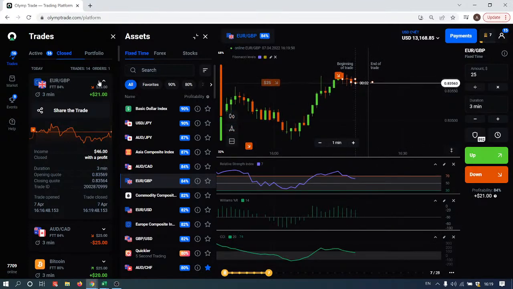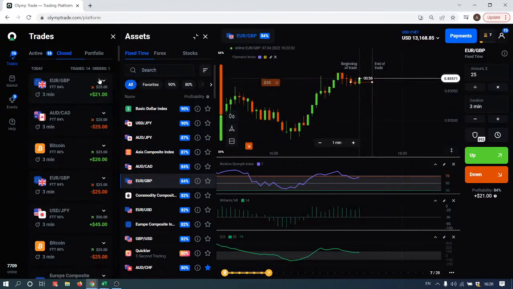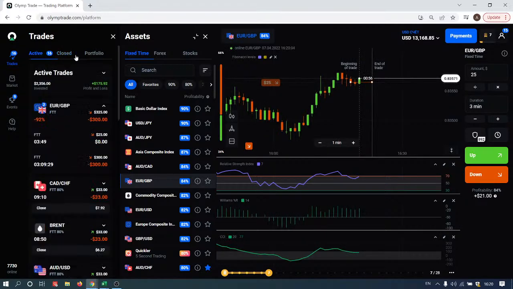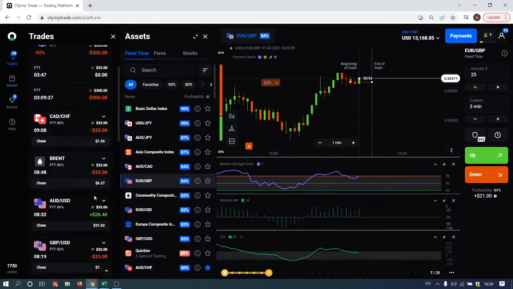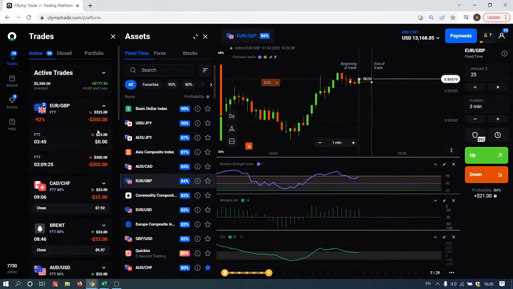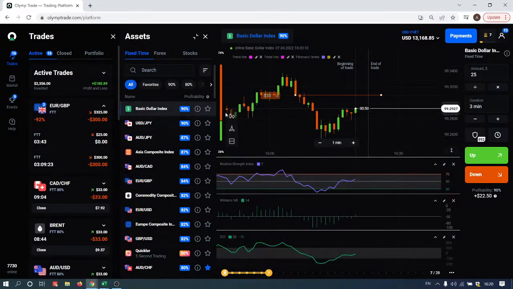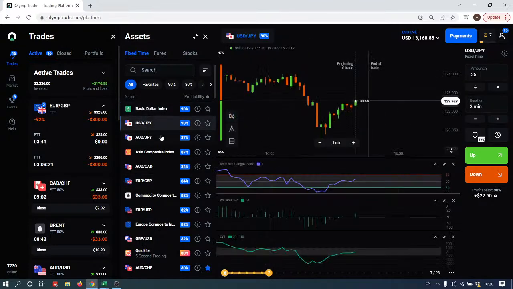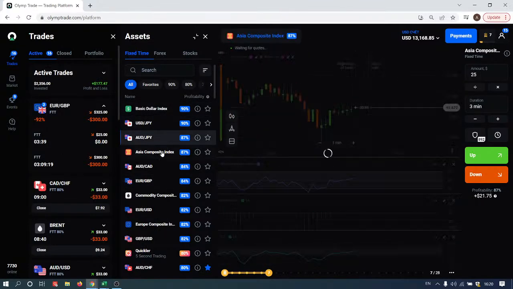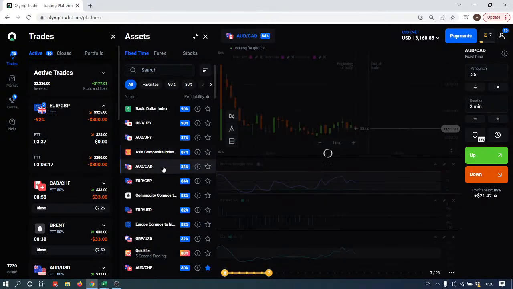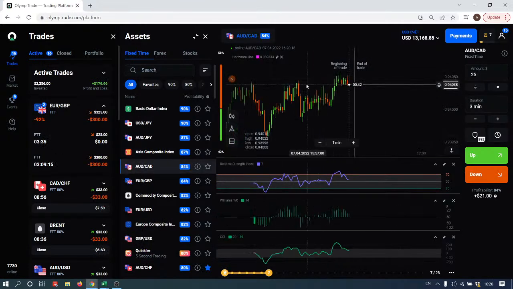One more trade on the Euro GBP asset closed with a profit. All right, now the moment has come to search for a few more assets, for a few more signals.